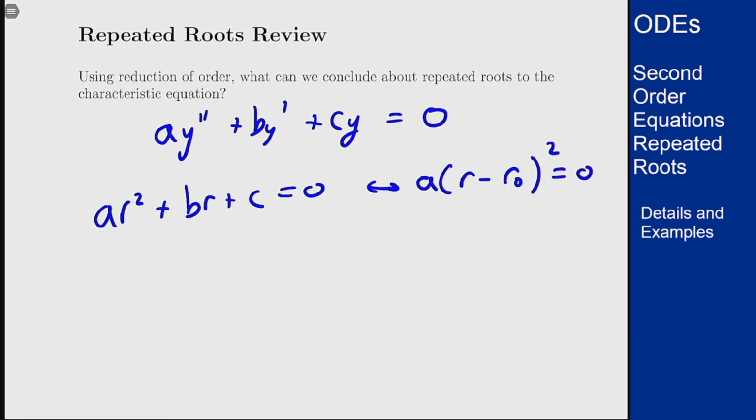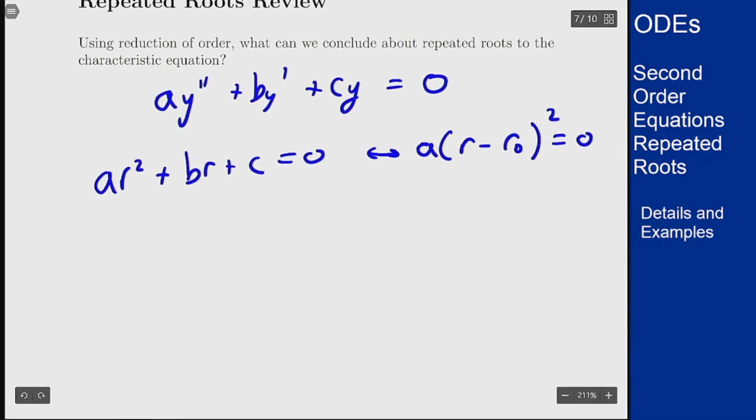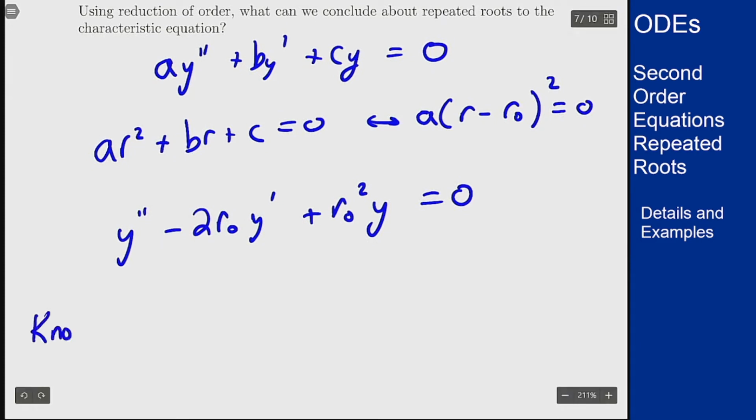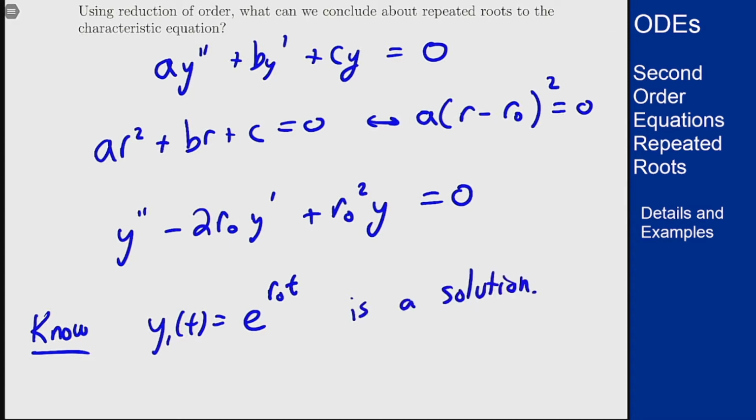and then times a. So if we assume that a is 1, which we can get through by dividing through by a, we can then get that this equation reduces to y double prime minus 2r0 y prime plus r0 squared y equals 0, because then when I get to the coefficients, I'll get exactly r minus r0 quantity squared. Now from this, we know from the outset, by our standard approach of guessing e to the rt and solving, that y1 of t is e to the r0t is a solution. Let's use reduction of order to try to find a second solution.